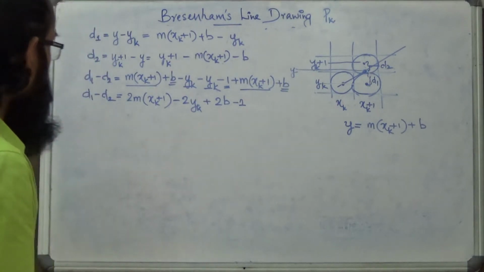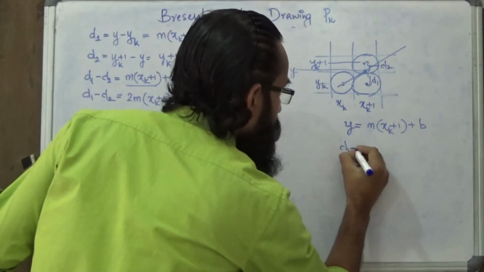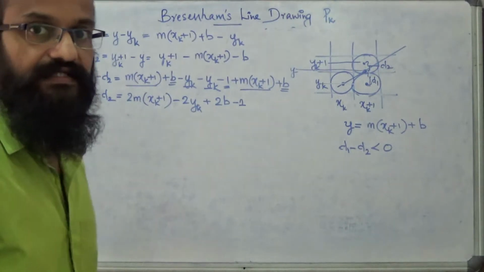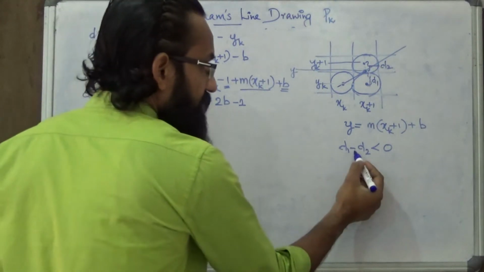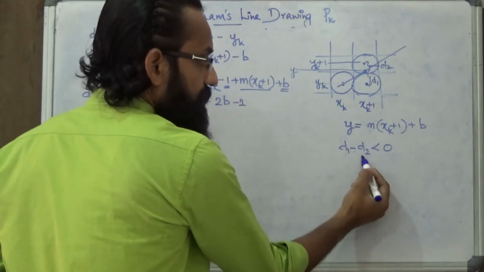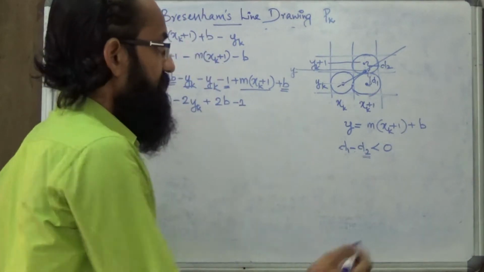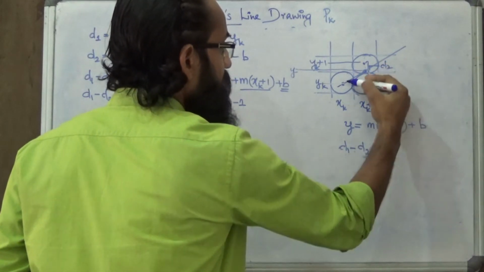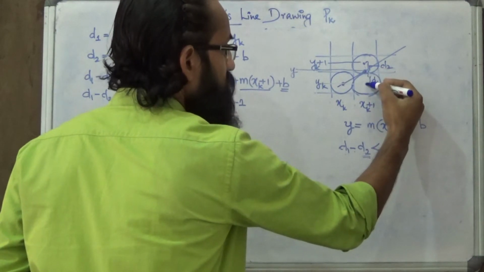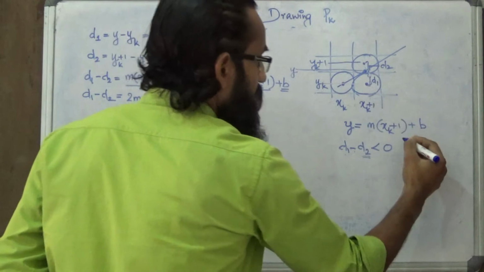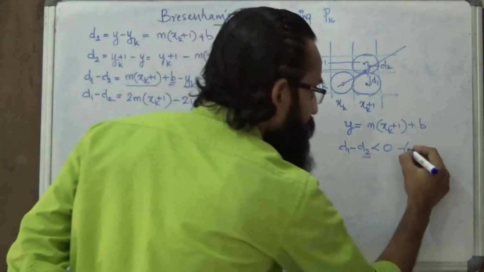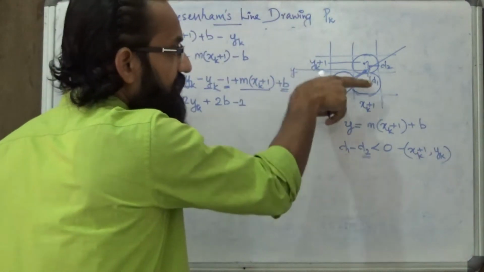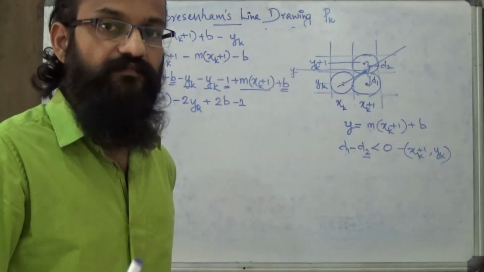Now again, what happens if d1 minus d2 is less than 0? That is, d1 minus d2 is negative. If d1 minus d2 is negative, then that means the magnitude of d2 is greater. So if d2 is greater, if this distance is greater, then the actual line path will be closer to this pixel center, and in that case the pixel selected will be xk plus 1, yk. That is, the pixel in the lower scan line will be selected, or the pixel in the lower scan line will be closer to the actual line path.